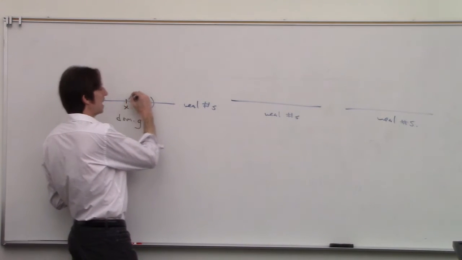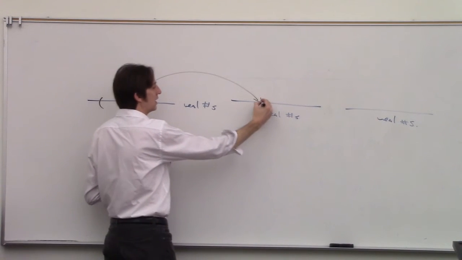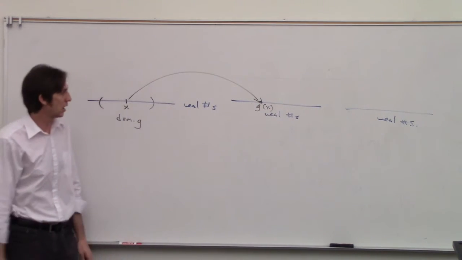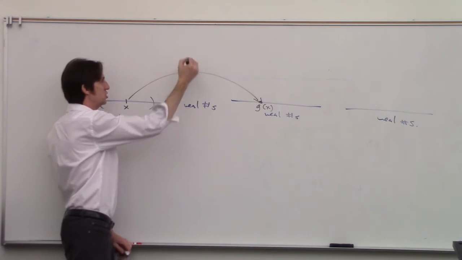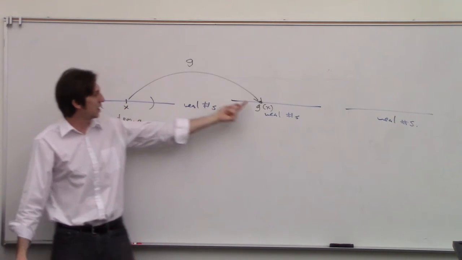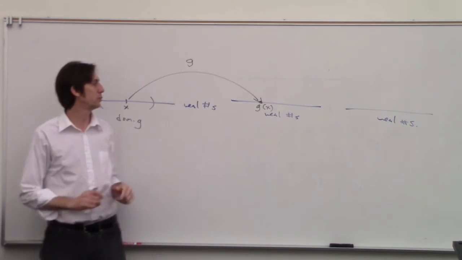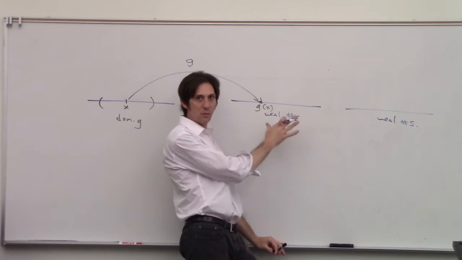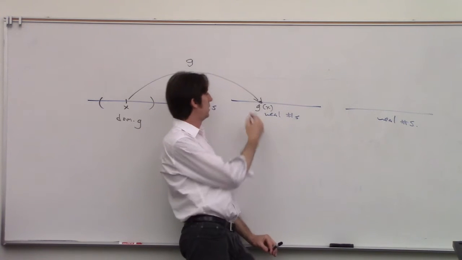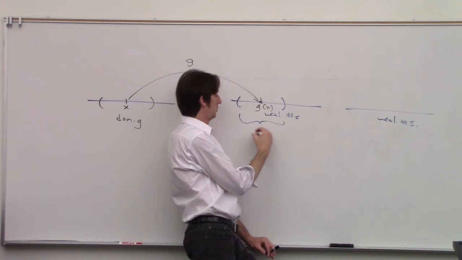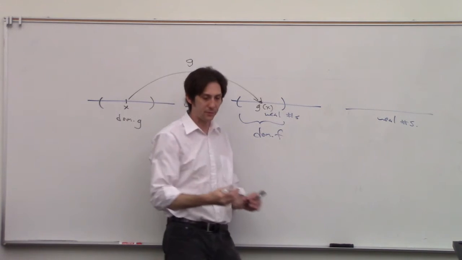When I do that, I get an output. I get this point over here, which is called g of x. In other words, my function g is this arrow, this mapping. It took the point x and it gave me a new value, an output. In this real number line, I'm imagining the domain of f. So my domain of f is maybe here. This is the domain of f.